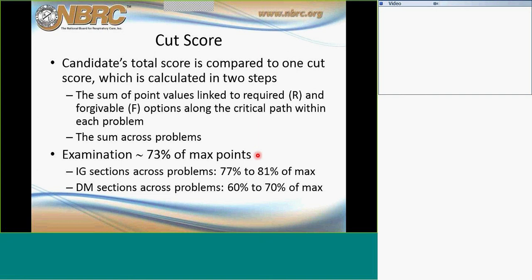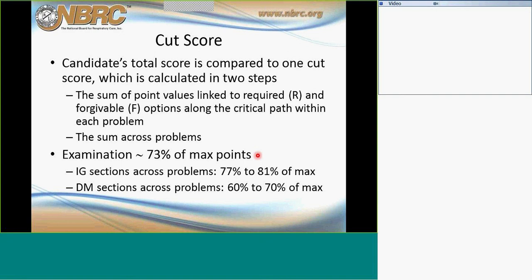There's a set of guidelines for information gathering sections and decision-making sections in regard to the cut score, and you can see that the range is higher and tighter for information gathering sections than it is for decision-making sections. But then understanding that about 60% of the points come from information gathering sections, 40% come from decision-making sections, the place where we typically expect the cut score to wind up is again somewhere in that 73 zone after pulling all the information together.